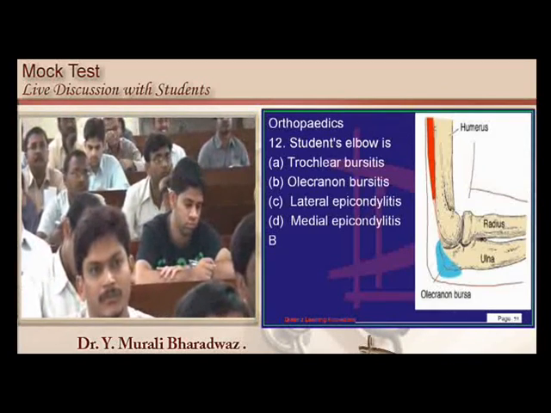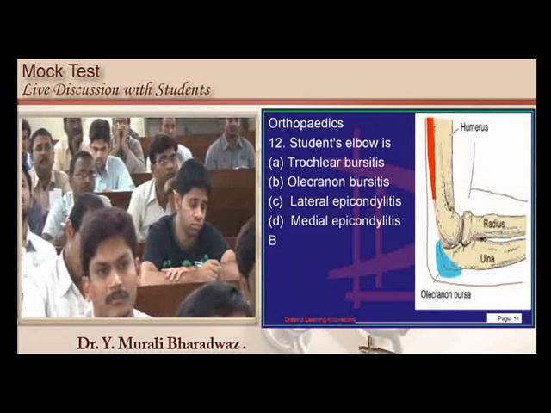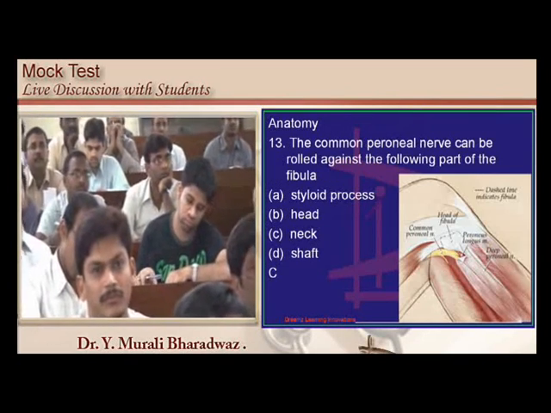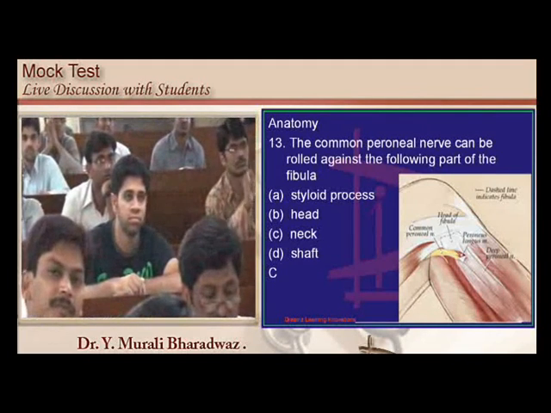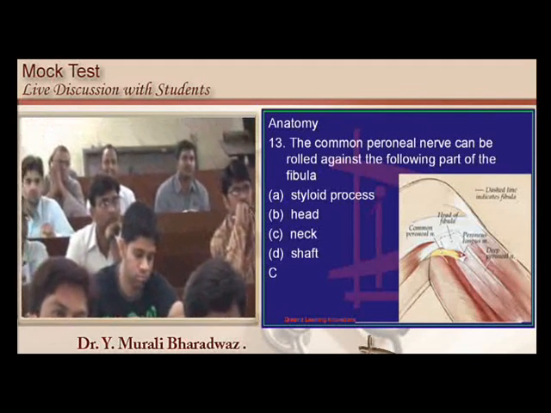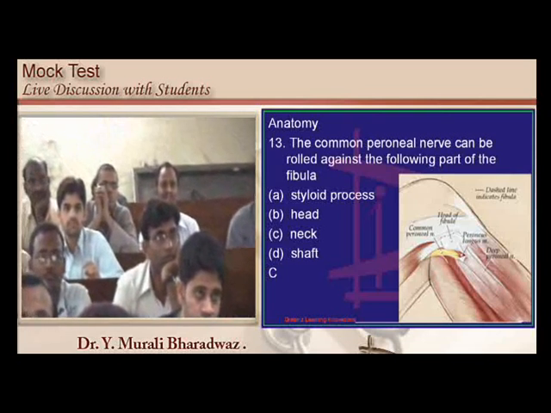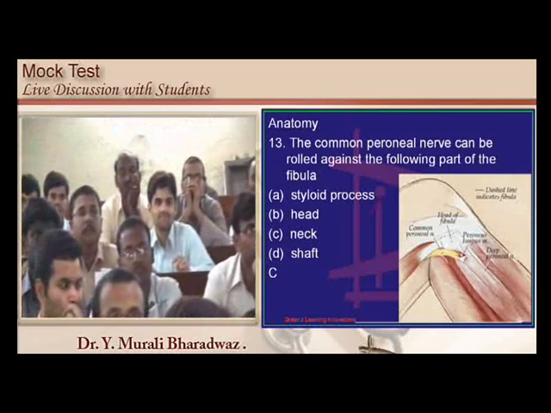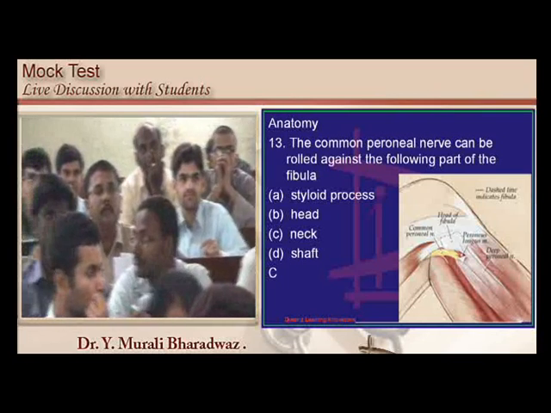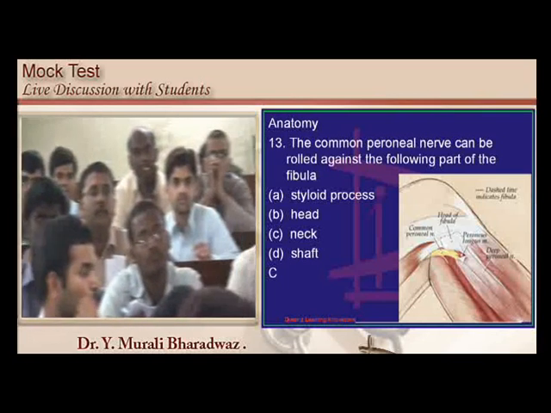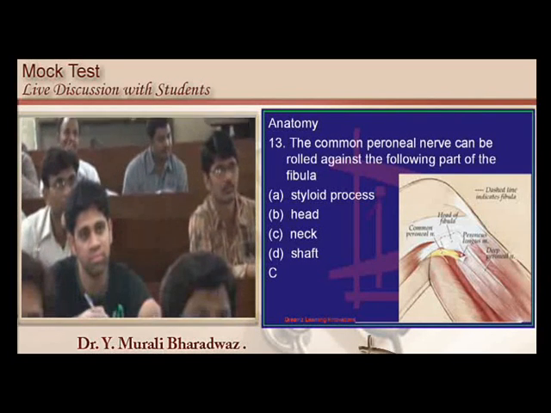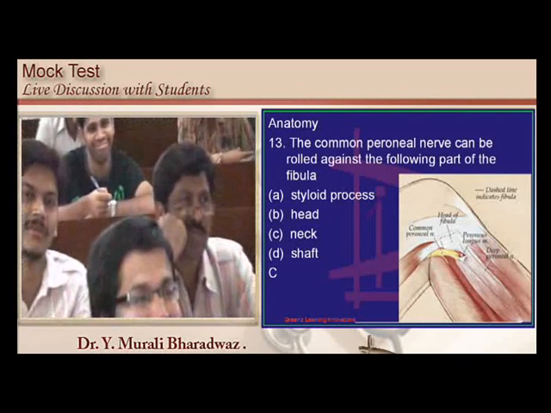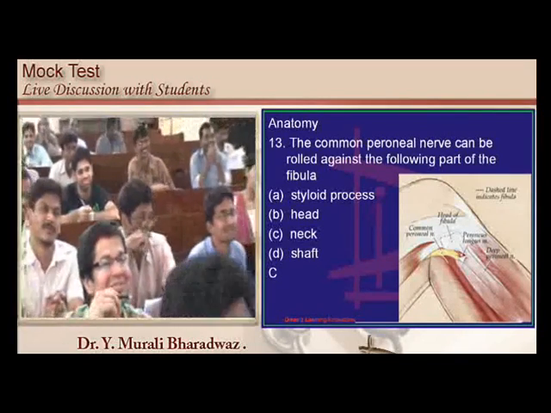Student's elbow is olecranon bursitis. Oh, this is a little naughty, tricky question. How many of you answered it as the head of the fibula? Please help me by raising your hands. No, very good. Only one or two, I am happy. The first tendency is the same, because we all know that the fibula has a head. If there is a head, there will be a neck. If there is a neck, there are shoulders. That's how the human imagination continues.